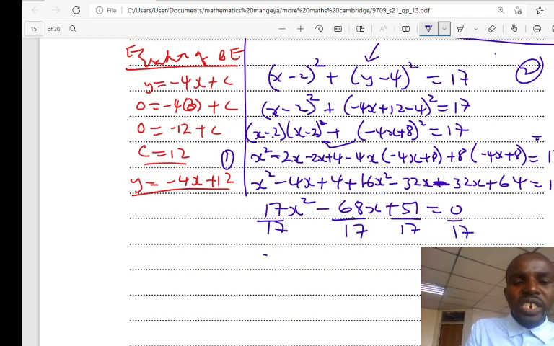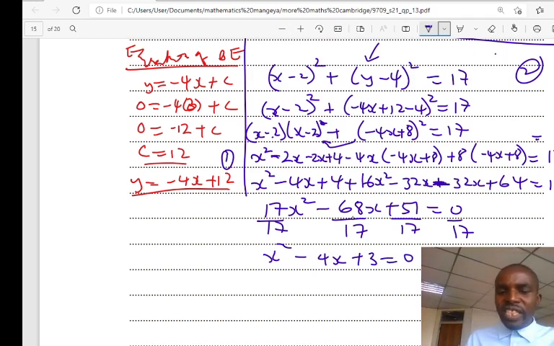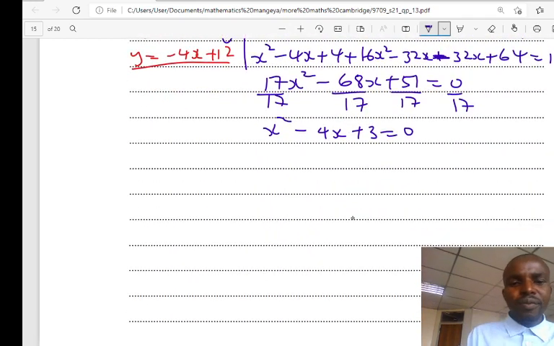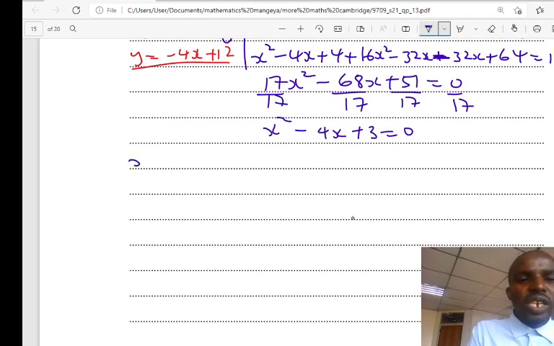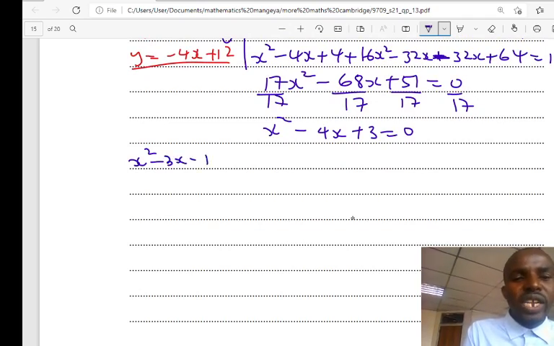Then you can get your equation x squared minus 4x, then 51 divided by 17 is 3, plus 3 is equal to 0. Now you find the x coordinates here, the points of x. You factorize this one. It will be x squared, the two numbers are minus 3 and minus 1: minus 3x minus 1x plus 3 is equal to 0. So it's minus 3 and minus 1.